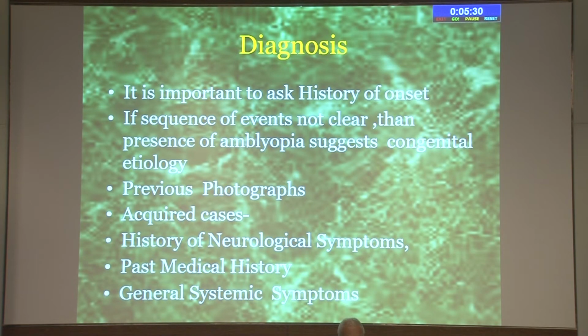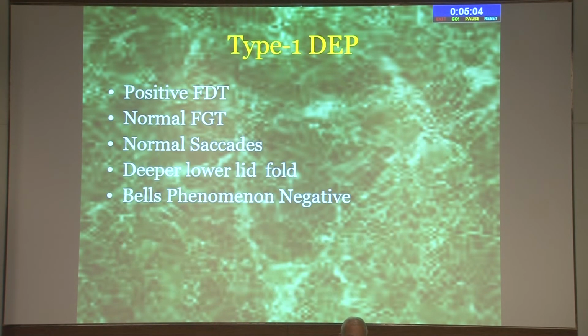So for diagnosis, it is very important to ask history of onset, and if the sequence of events is not clear, then presence of amblyopia suggests congenital etiology. You must look for previous photographs. In acquired cases, there will be history of neurological symptoms. You must ask about past medical history and general systemic symptoms.